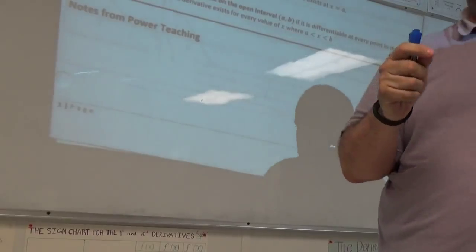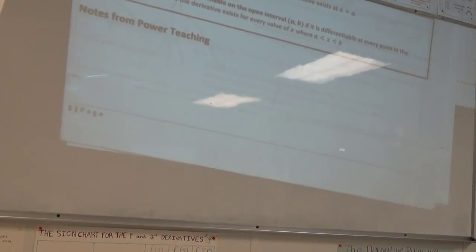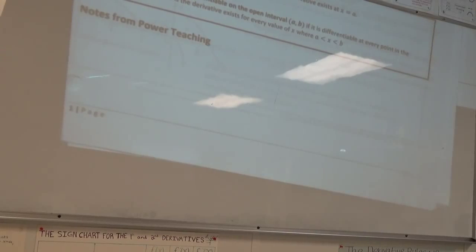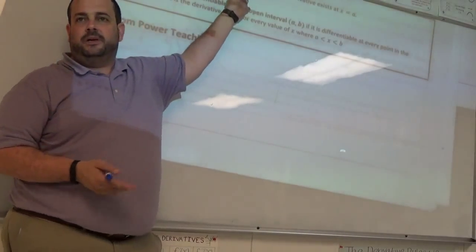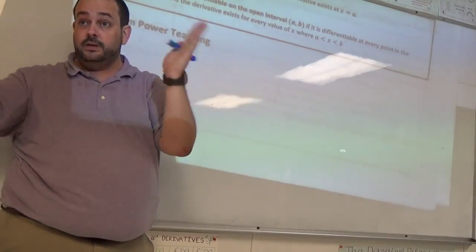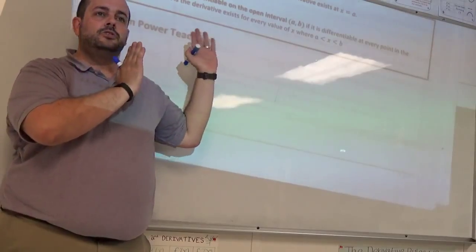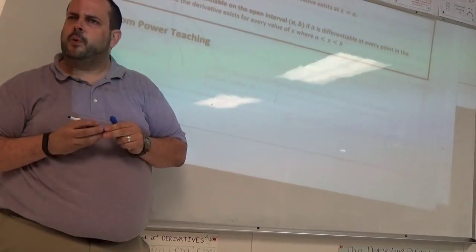And this new vocab word is the word differentiable. What does it mean for a function to be differentiable at a point, Nora? You just underlined it? Okay, a function is differentiable if the derivative exists. That's it. Differentiable means derivative exists. Okay? So who can tell me how you can find the derivative at a point?